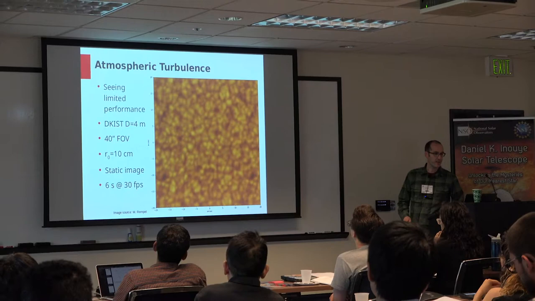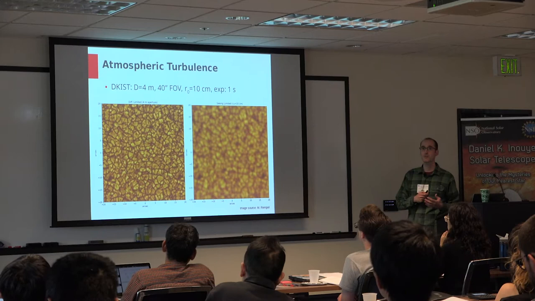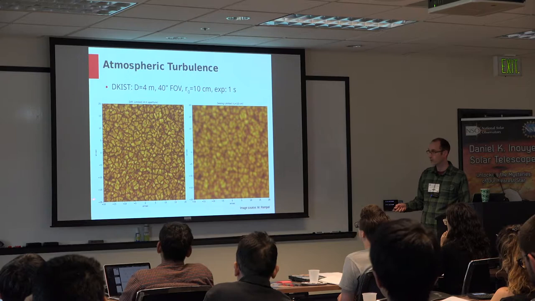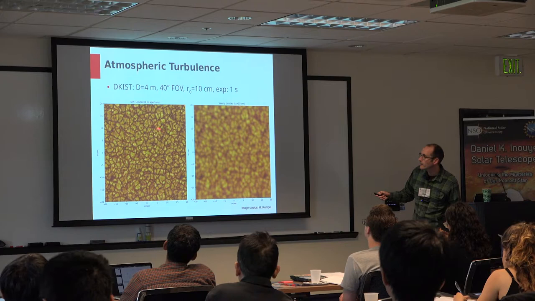So let's take a 1 second exposure. Basically, let's average a few frames from the previous video. For comparison, this is the diffraction-limited image that I showed you before, and this is what you get when you're seeing limited. All this high frequency information, all these nice small details that you had in the diffraction-limited image, like these bright points, this little guy here, they're completely gone.